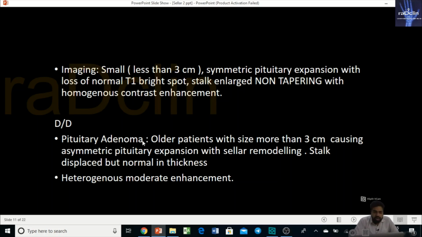A pituitary adenoma is seen in older patients. It has increased size, more than 3 centimeters. It causes an asymmetric pituitary expansion, whereas here it was a symmetric pituitary expansion. This asymmetric expansion causes sellar remodeling, as we discussed in the previous video. The stalk is displaced but normal in thickness. In hypophysitis, the stalk is involved. There is heterogeneous moderate enhancement in an adenoma, whereas there was homogeneous contrast enhancement in lymphocytic hypophysitis.